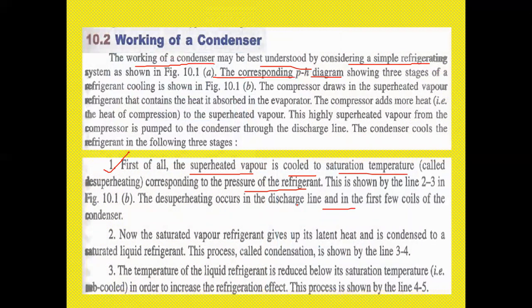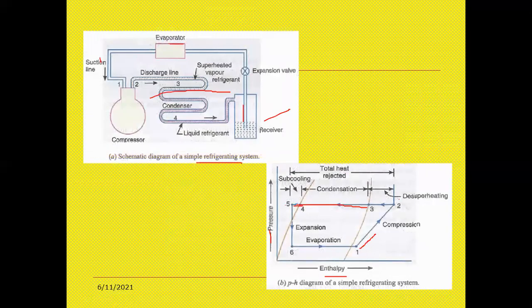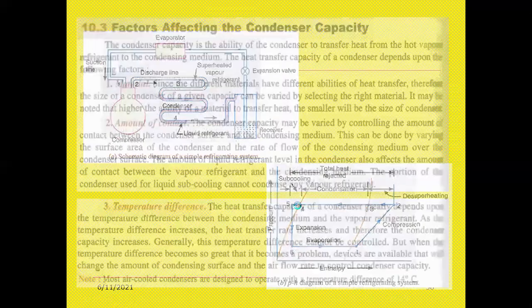Now the temperature of the liquid refrigerant is reduced below the saturation temperature in order to increase the refrigeration effect. This process is shown in figure 4-5. See figure 4-5, it is the subcooling phase where the heat is rejected slowly. Right? Next.